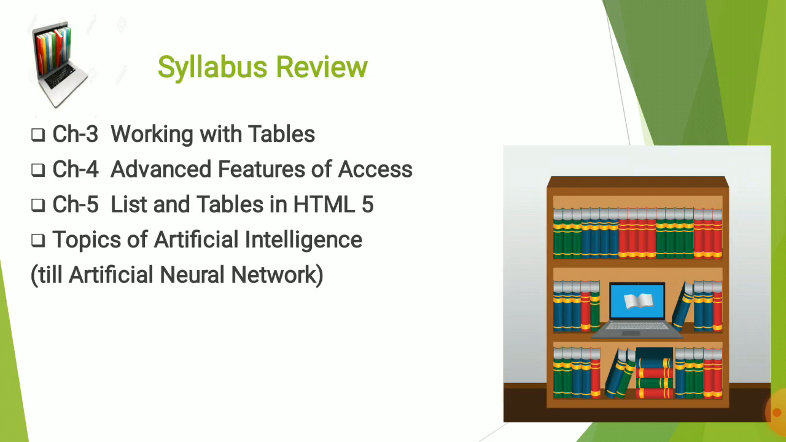First of all, we have to revise the syllabus. Let's review your syllabus. In your syllabus of the semester: chapter number 3, working with tables; chapter number 4, advanced features of Access; chapter number 5, lists and tables in HTML file; and topics of artificial intelligence till artificial neural network will come. In artificial intelligence, many topics are there, like what is AI, who coined the term, in which year it came into existence, then strong AI, weak AI, applications of AI, after that artificial neural network.